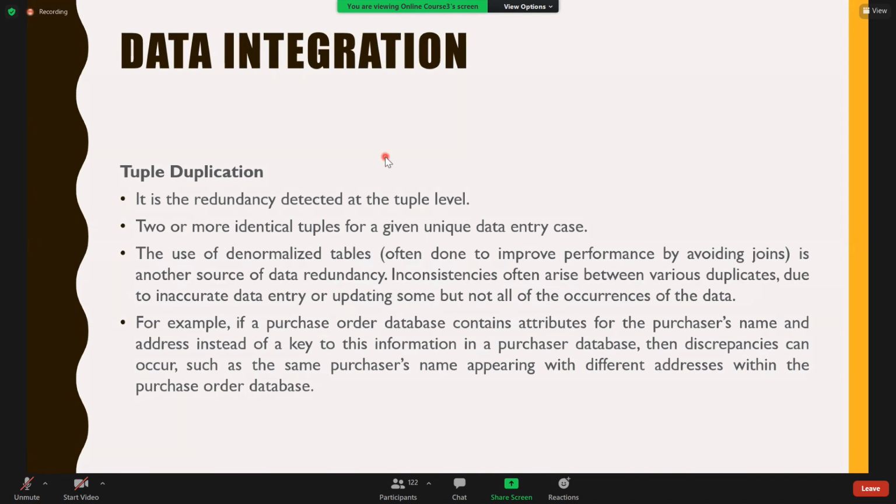So one more issue in data integration is tuple duplication. Till now we discussed the redundancy at the attribute level. Due to this integration, it is possible that redundancy can be at the row level also, that is, at the tuple level. So two or more identical tuples for a unique data entry case may exist. One of the reasons for this data redundancy is denormalized tables. In order to reduce that only, we go for normalization, right? So the use of denormalized tables is one of the reasons for data redundancy.